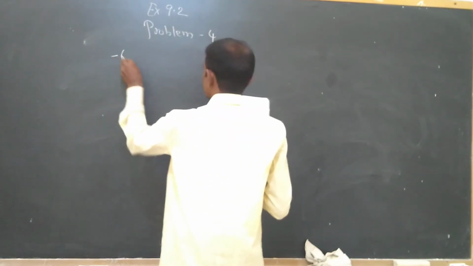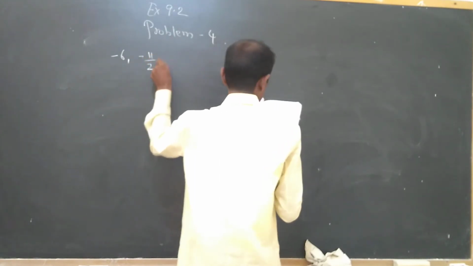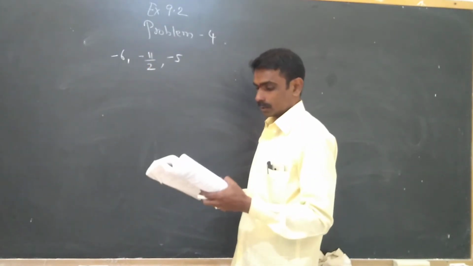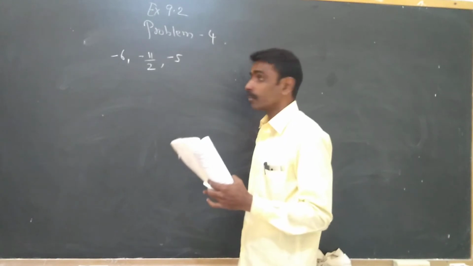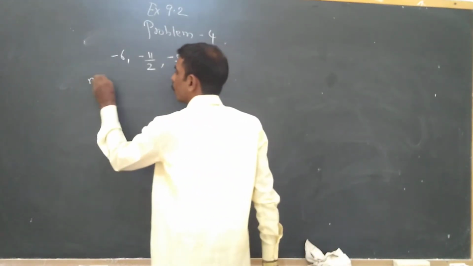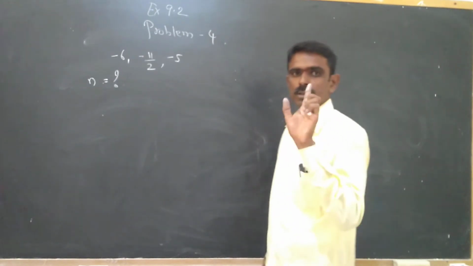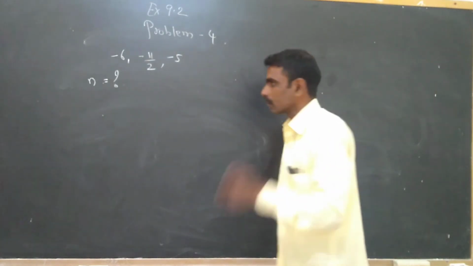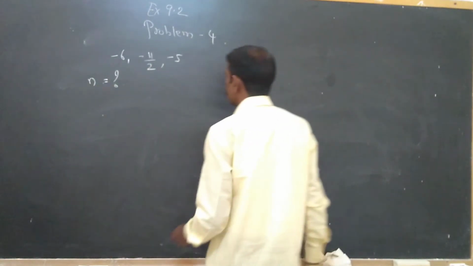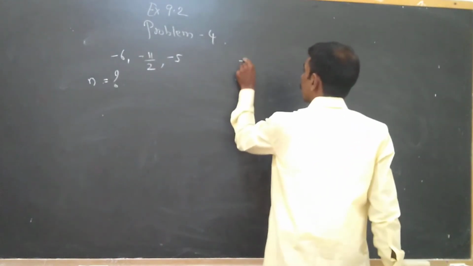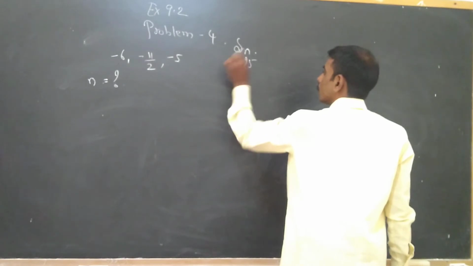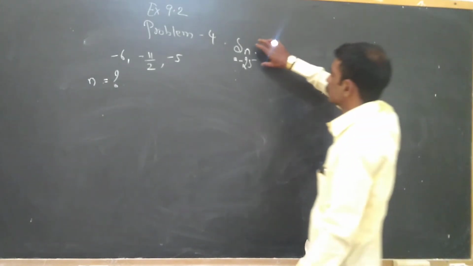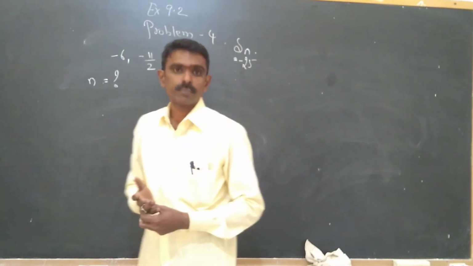The AP is given: minus 6, minus 11 by 2, minus 5 are needed. How many terms are needed? That is the value of n we need to find. We are not given the last term. In the previous problem, we had found the last term. But here, how many terms are needed to make the sum minus 25? So the value of Sn here is going to be minus 25.